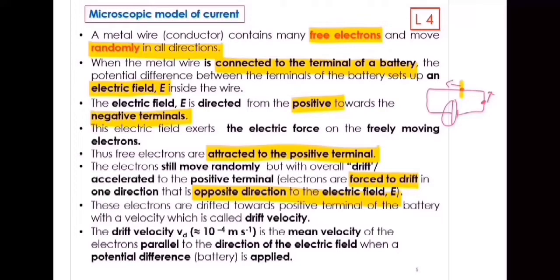This is the microscopic model of the current, and we give it a term called drift velocity. When we say drift velocity, it refers to the velocity of the electron traveling towards the positive terminal. This only happens when the battery is applied. When there's no battery, the electrons are moving freely.